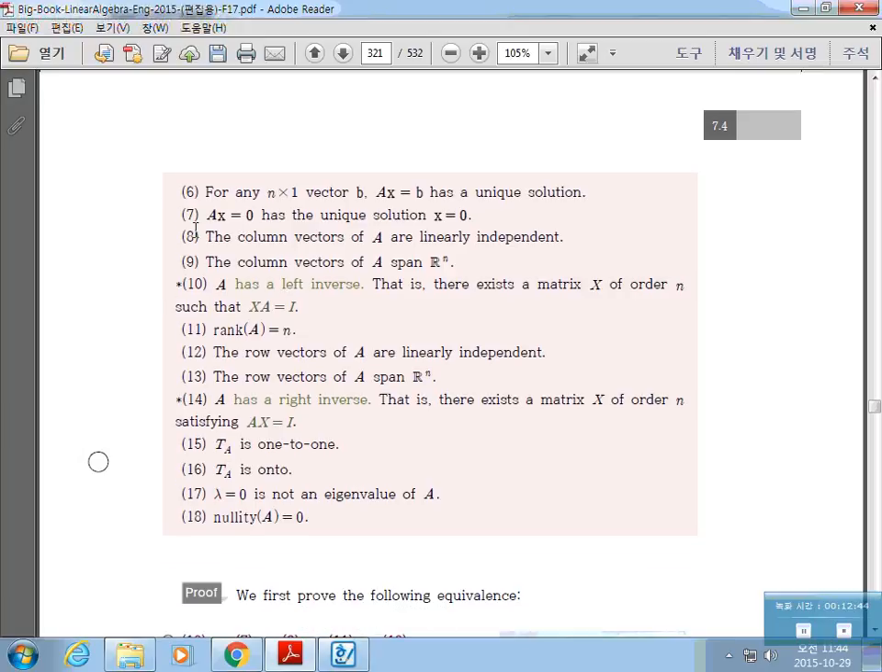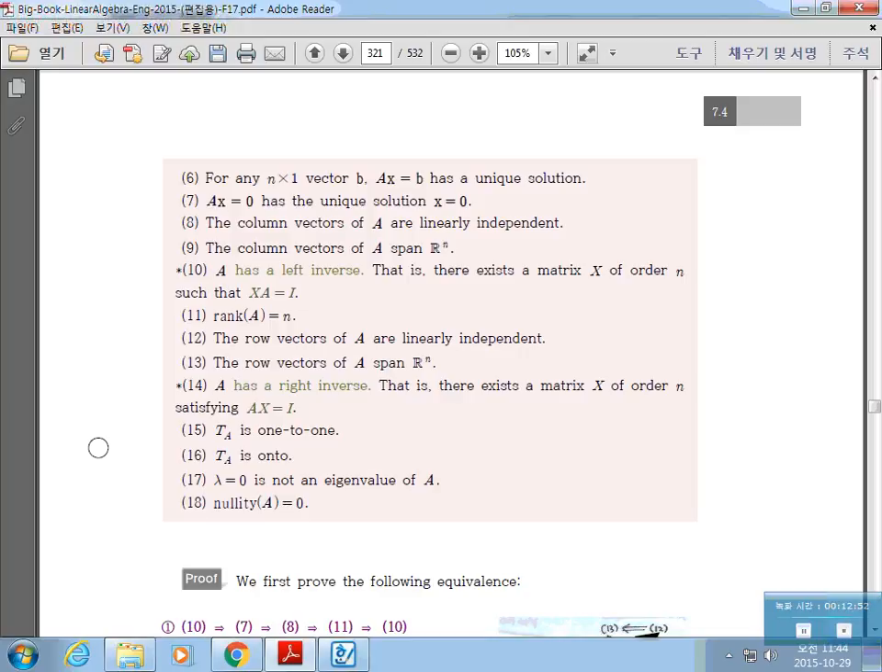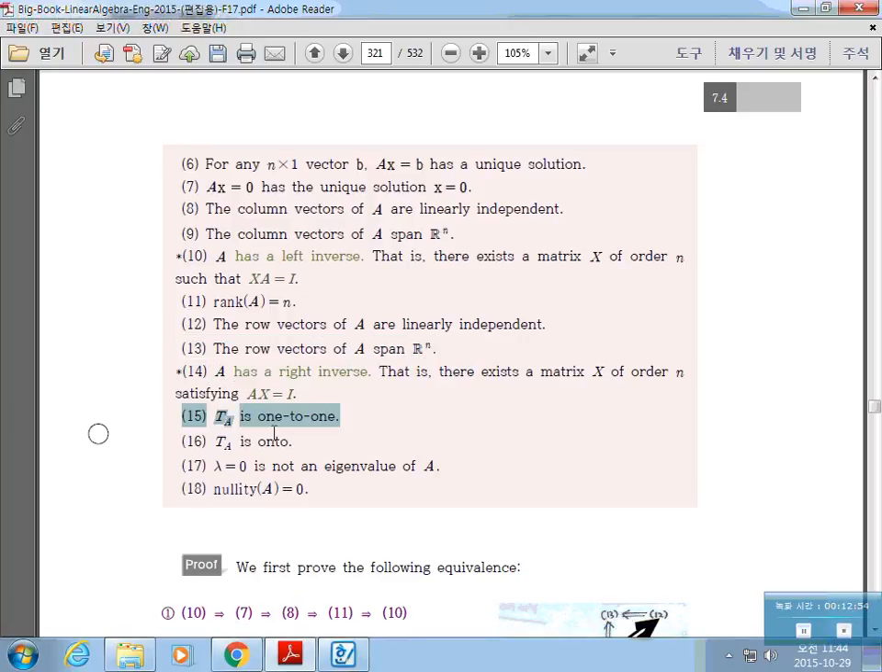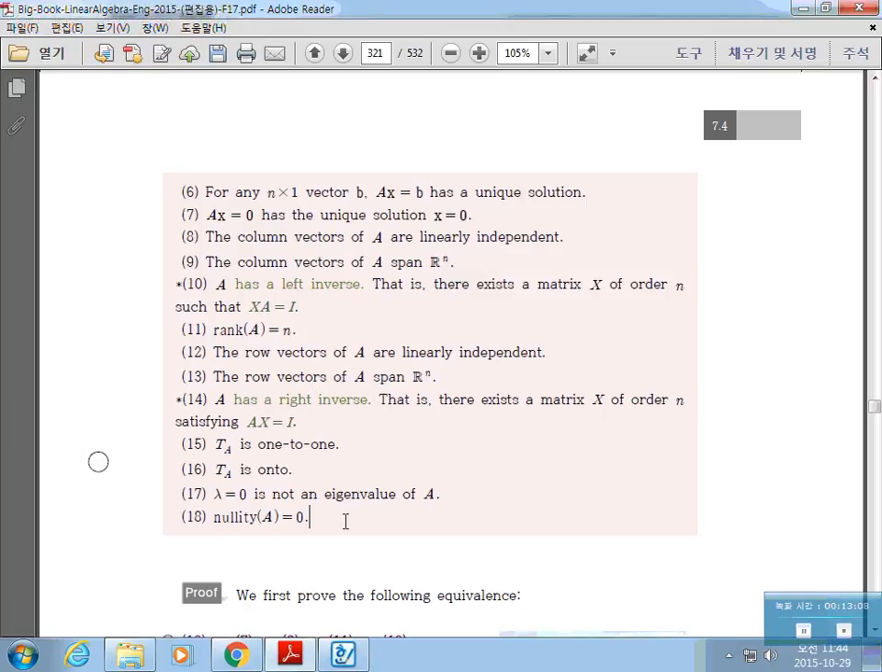And the second group, 6, 7, 8, 9: the rank of A is equal to n. The row vectors are linearly independent, and the row vectors span R^n, and T_A is 1 to 1, T_A is onto, and lambda equal to 0 is not an eigenvalue of A, which was a problem from the midterm examination, and the nullity of A is equal to 0. They are all equivalent. Now how many do we have? We have 18 equivalent statements for the invertible matrix.